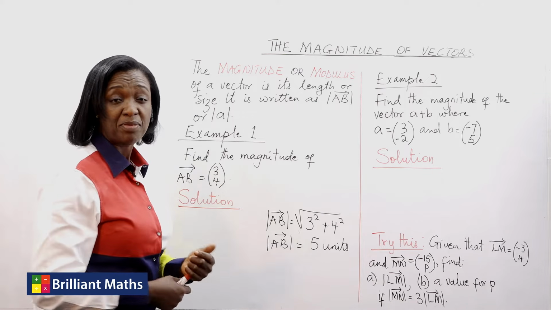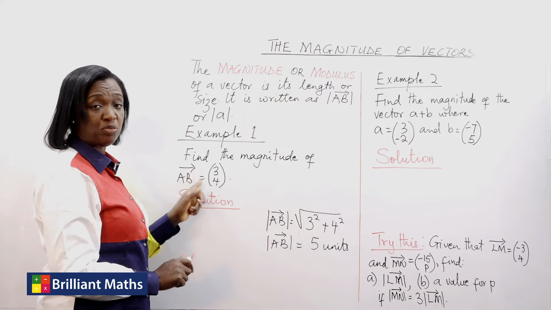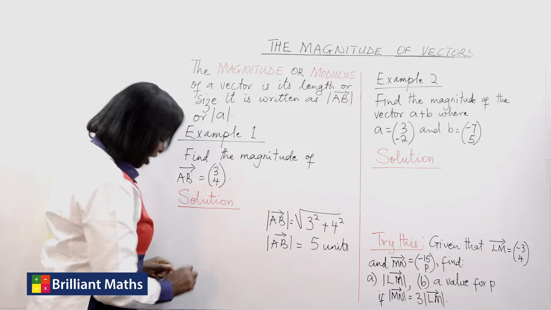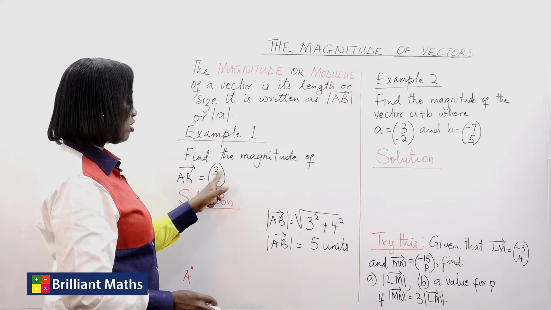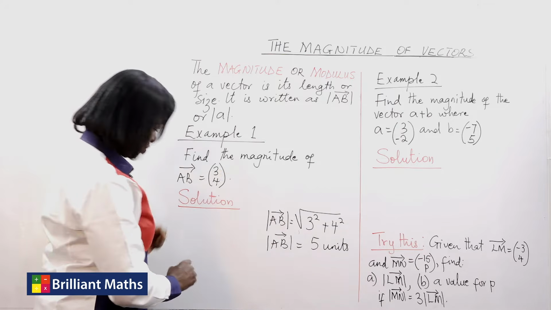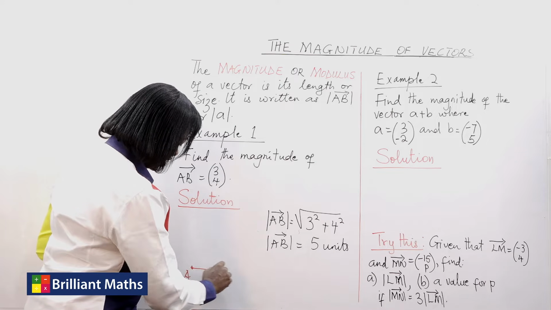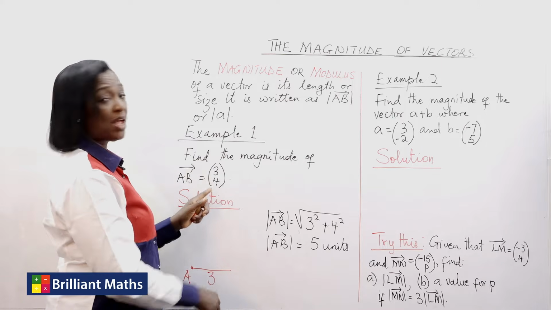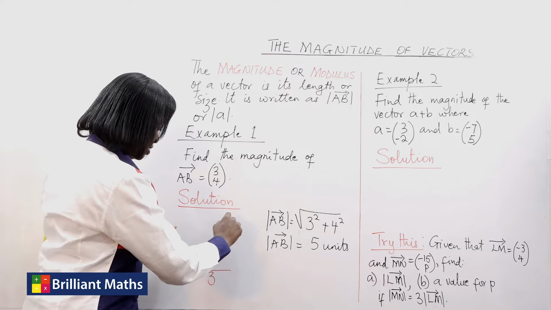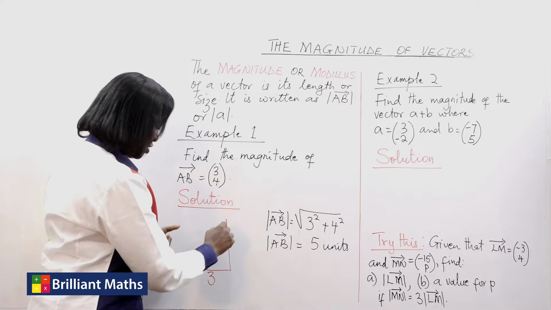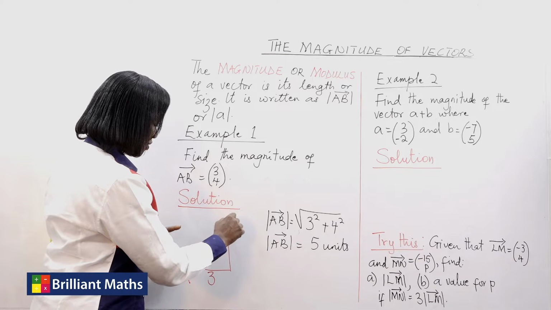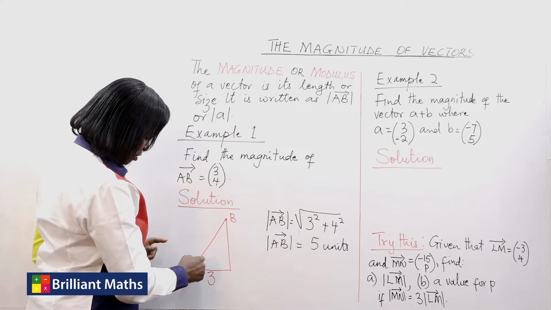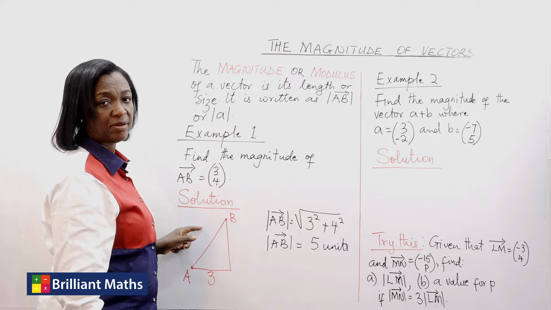So what that actually means is you're moving from point A to B. So assuming you're at point A, and then you move 3 steps in the horizontal direction to the right because it's positive. So we'll go 3 steps, and that's 3. Then 4 steps upward to get to B. So that's our point B. So we're looking for the length of that line.